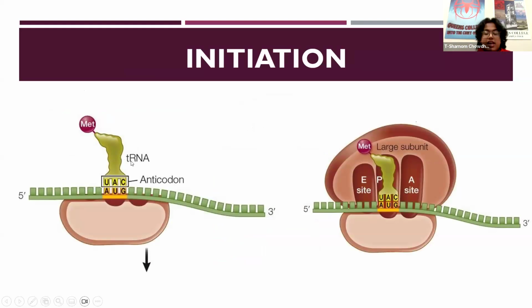Once again, tRNA has anticodons that are the opposite of the codon. So here your codon is AUG, and the anticodon is the opposite, UAC. This tRNA brings in the amino acid associated with that anticodon. So your anticodon, UAC, brings in MET.